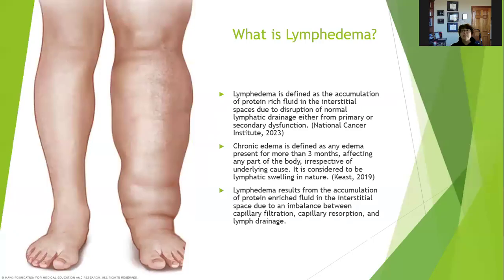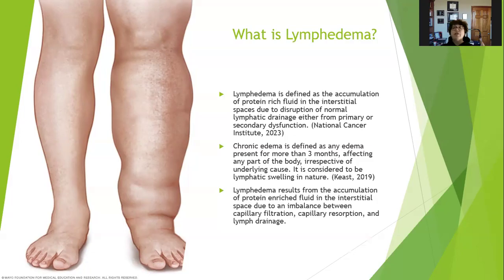So lymphedema is the accumulation of protein-rich fluid in the interstitial spaces due to disruption of normal lymphatic drainage, either from primary or secondary dysfunction. And we'll talk about primary versus secondary. So chronic edema, as opposed to lymphedema, so lymphedema is a type of chronic edema, but chronic edema is defined as any edema that's present for more than 3 months that affects any part of the body, and it's regardless of cause. So it's considered to be lymphatic swelling.